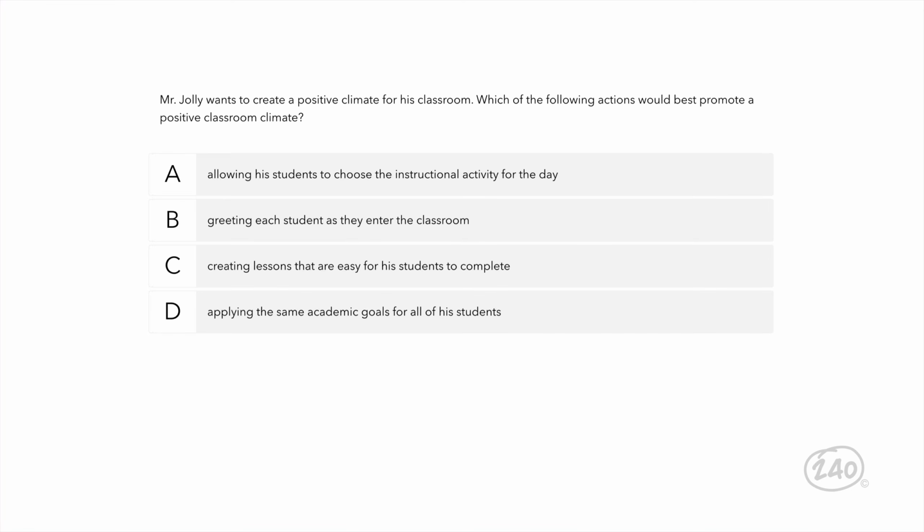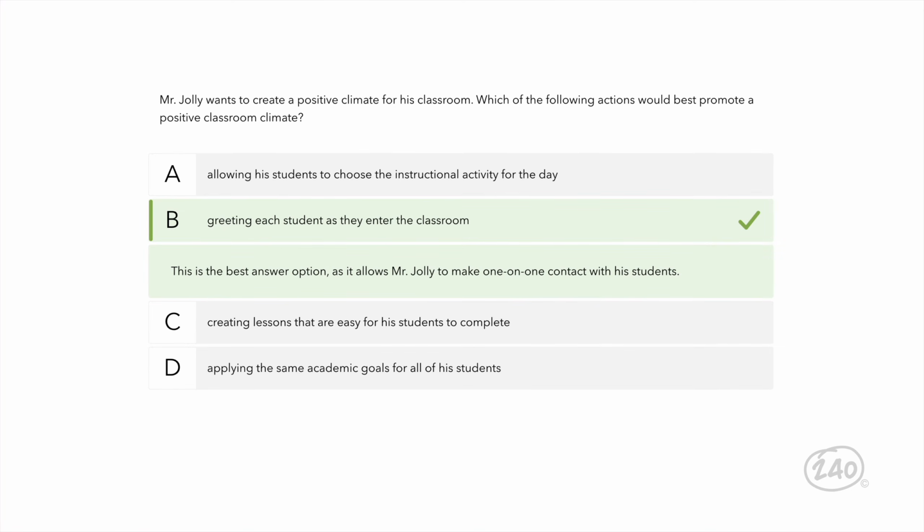In this situation, if Mr. Jolly greets students as they enter the classroom, he is making a positive connection with each of his students before the class period even begins. I used to greet each of my students at the door every single day. 10 out of 10 would recommend.